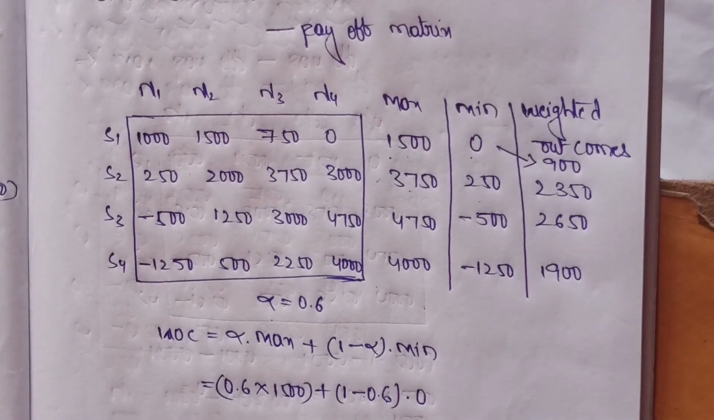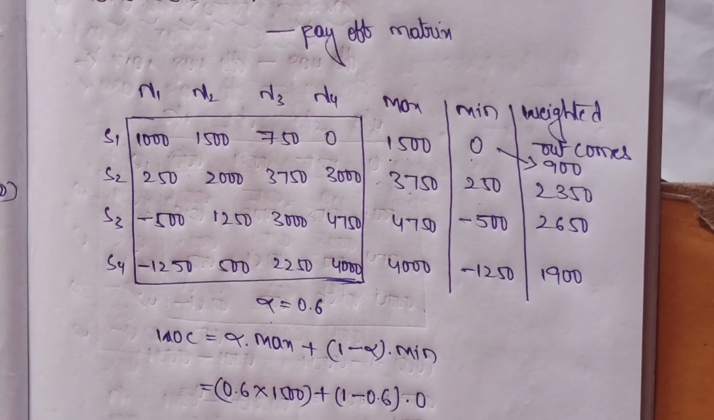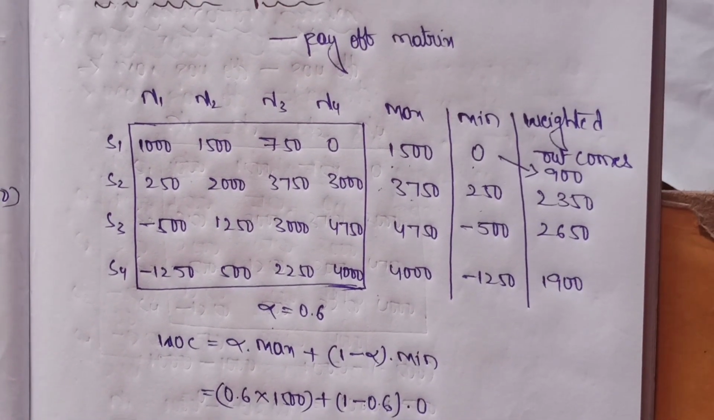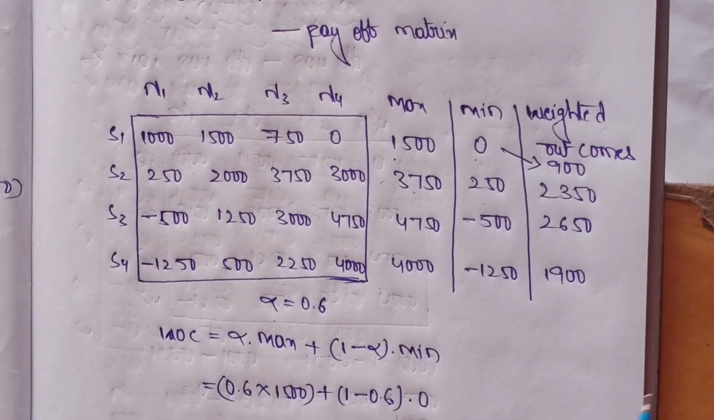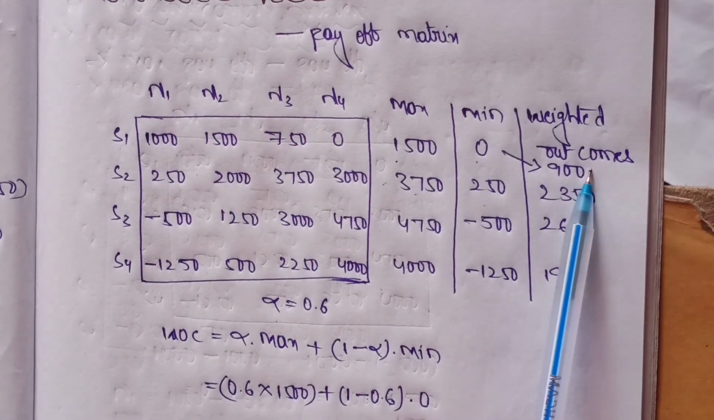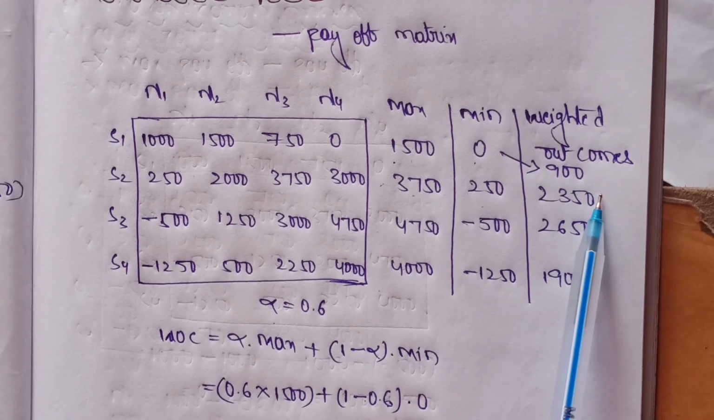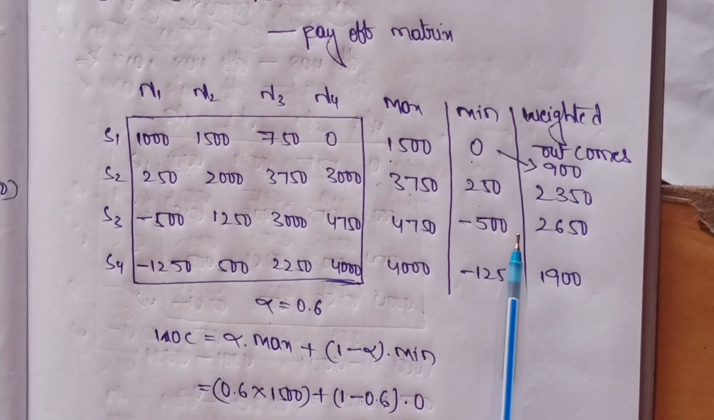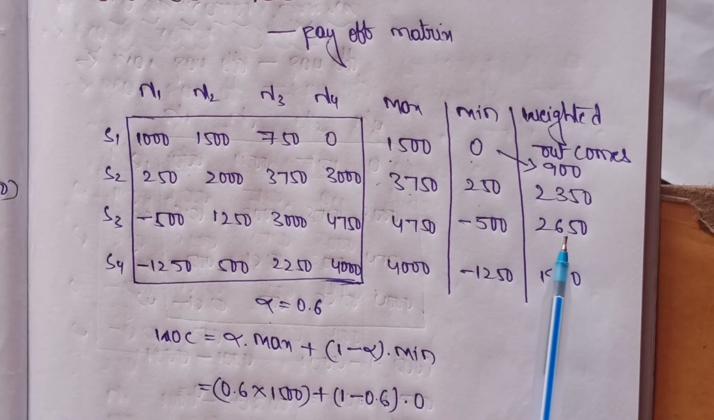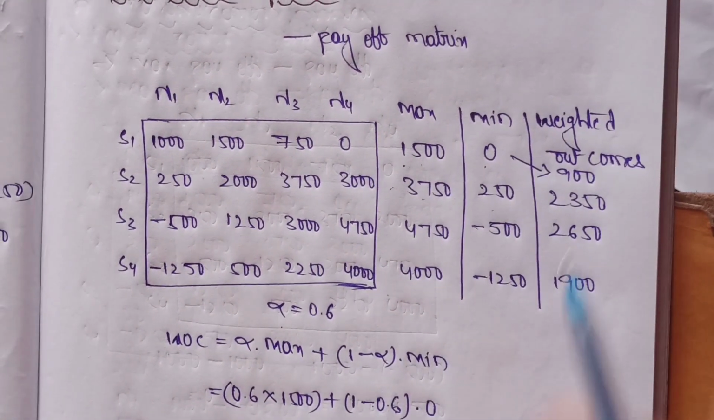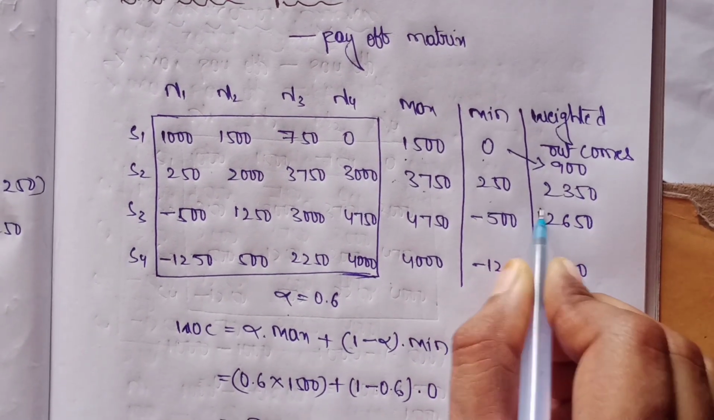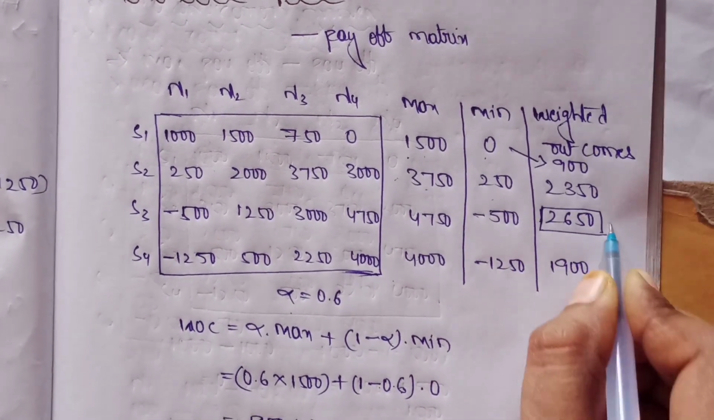In this value, we have to pick the weighted outcome which is highest. So here the S1, S2, S3, S4 rows: S1 is equal to 900, S2 is equal to 2350, S3 is equal to 2650, and S4 is equal to 1900. Which is the highest here? The S3 value is the highest weighted outcome. So S3 is selected.